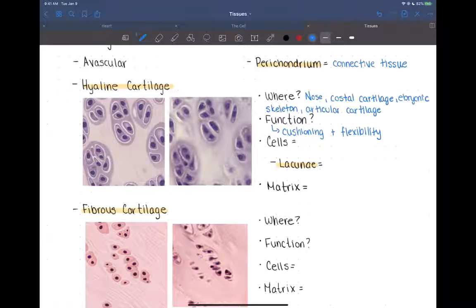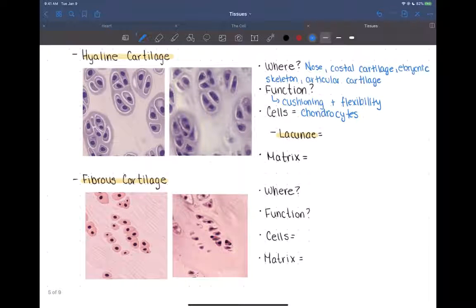And so the cells in cartilage are called chondrocytes. Chondro being the prefix for cartilage, chondrocytes are cartilage cells. Based on the matrix of the cartilage, they're going to live in these little cavities in the cartilage called lacunae. So this is a cavity in the cartilage.